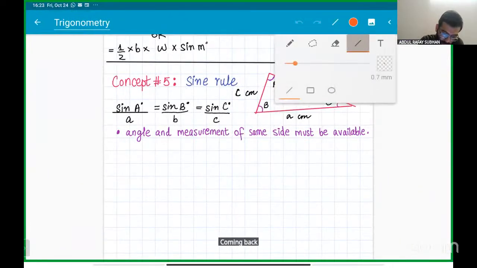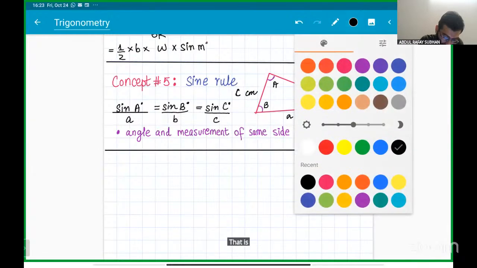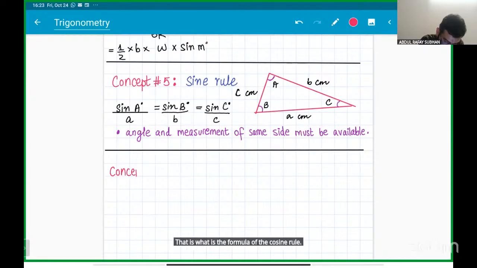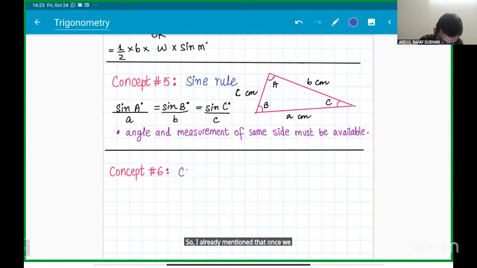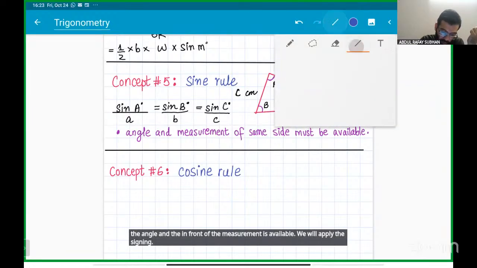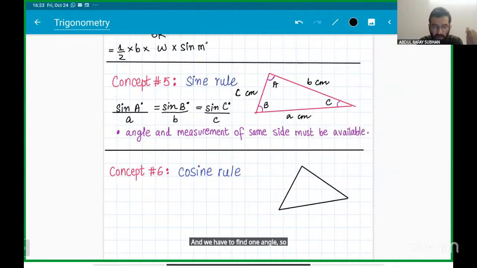Coming back down, the next concept is concept number 6. That is the formula of the cosine rule, and we have to judge when to apply the cosine rule and the sine rule. I already mentioned that we apply the sine rule when we have one angle and the measurement in front of it available. Cosine rule is applied when all three measurements are available and we have to find one angle. So let's make it. Just hold on.